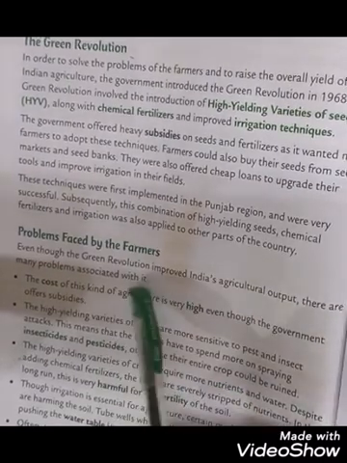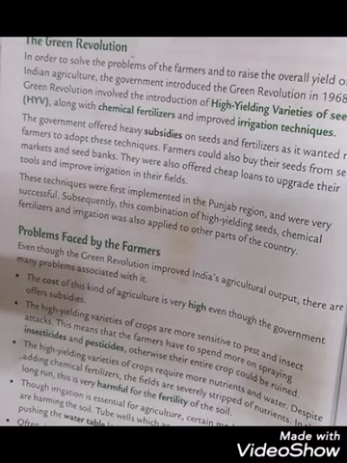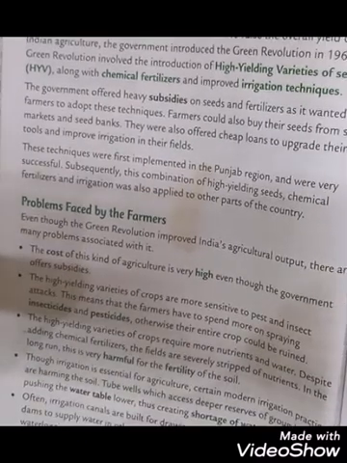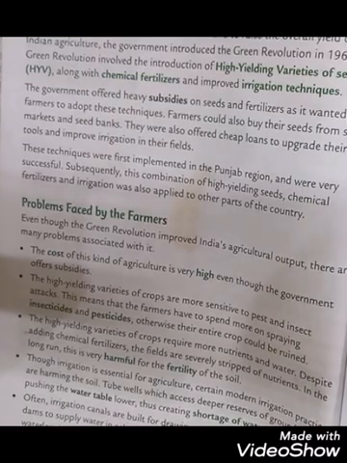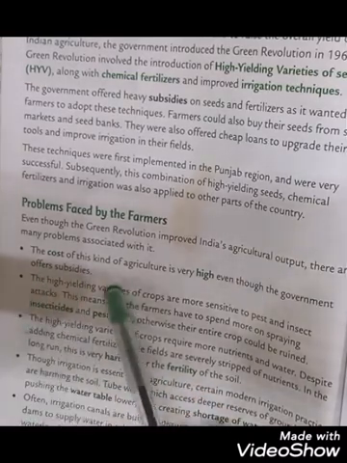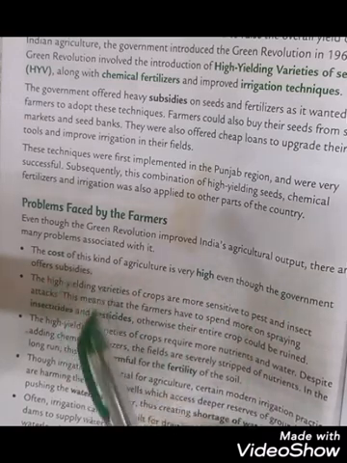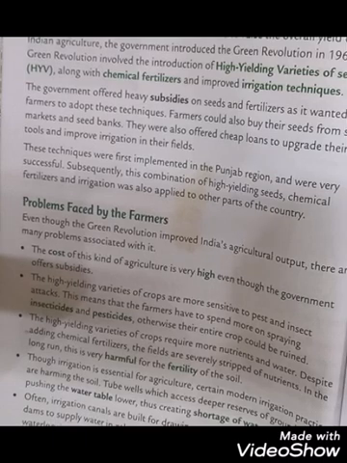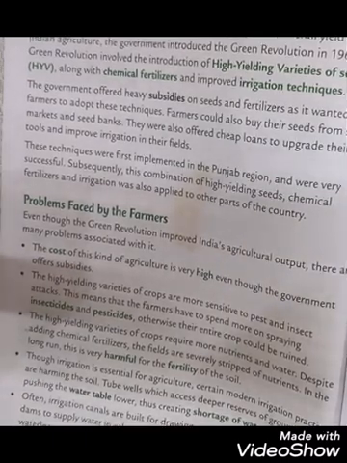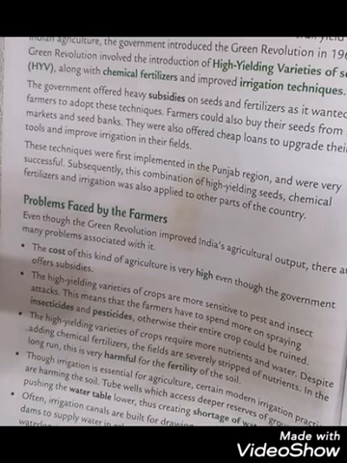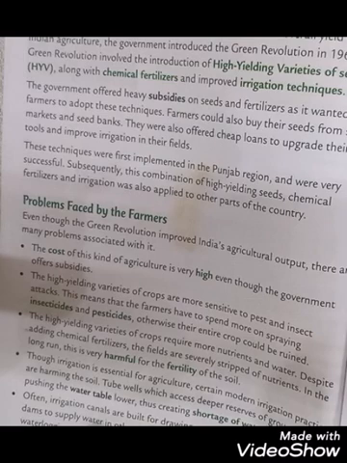Even though the Green Revolution improved India's agricultural output, and lots of products were produced during the Green Revolution, there were many problems associated with it. Number one, the cost of this kind of agriculture is very high, even though the government offers subsidies. Even with certain loans, discounts and all, the cost of implementing this type of agriculture is too high, and so the farmers were facing a problem.